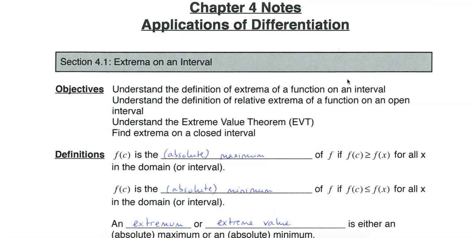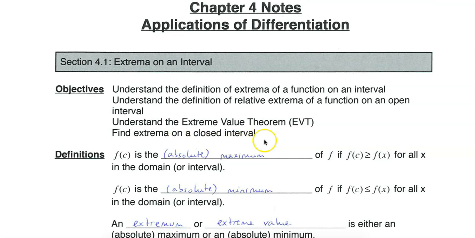We are going to start today with section 4.1, Extrema on an interval. The objectives are going to be discussing what extrema are, comparing relative extrema with absolute extrema. We will then see the second theorem of AP Calculus AB, the extreme value theorem, abbreviated EVT, and then we will study examples of how to find extrema on a closed interval.